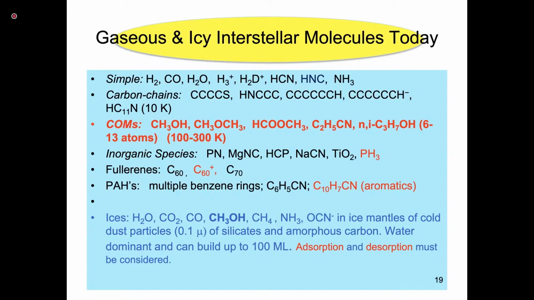The next class are called complex organic molecules. They're not really complex, but we call them that. These molecules have more hydrogen than the carbon chains. Another strange thing about the carbon chains is the lack of hydrogen. These molecules in red are standard, as I said, in the laboratory, so they're rather boring.